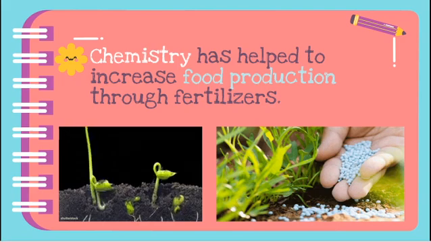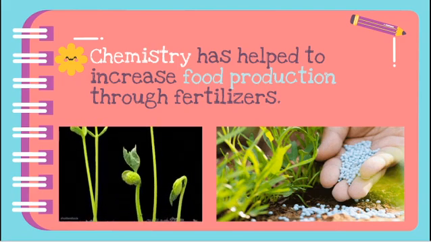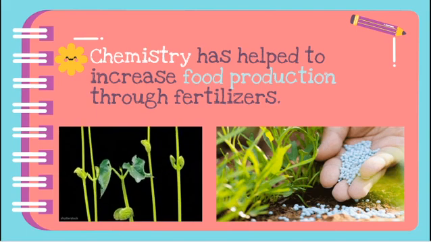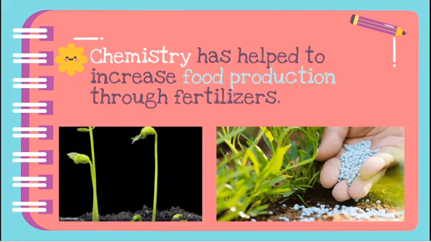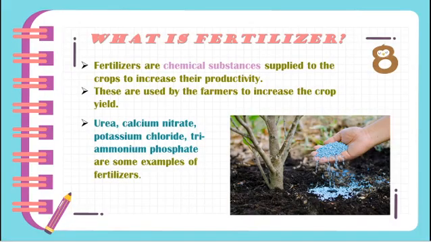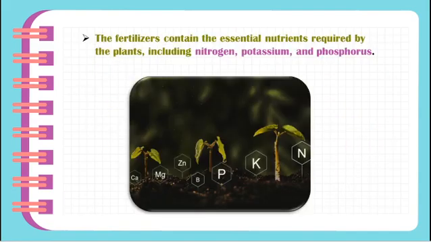Chemistry has helped to increase food production through fertilizers. That is, in the agriculture field, chemicals like fertilizers are involved, which help increase food production. So what is fertilizer? These are chemical substances that supply nutrients to the plants. That is, they help to increase the productivity of the crops. So the farmers use fertilizer to increase the crop yield. Examples of fertilizers are urea, calcium nitrate, potassium chloride, triammonium phosphate. So these are all used as fertilizers.